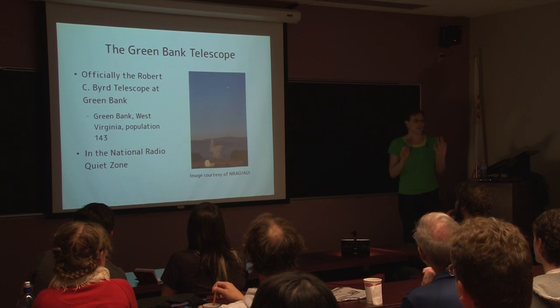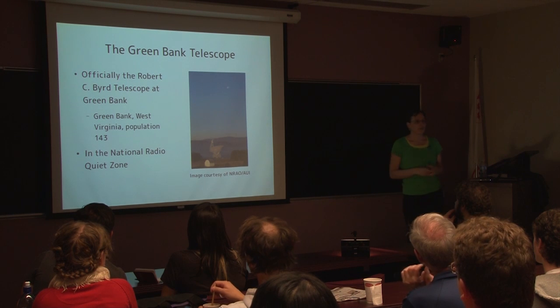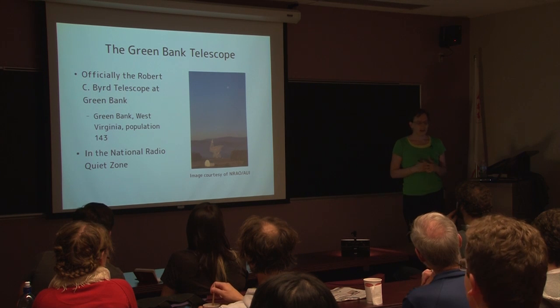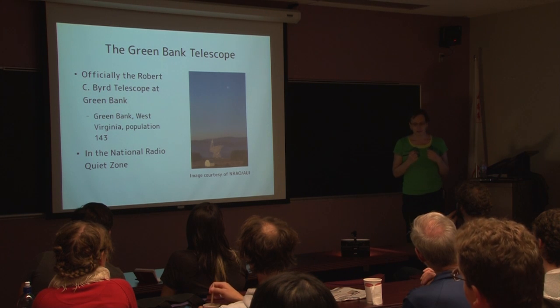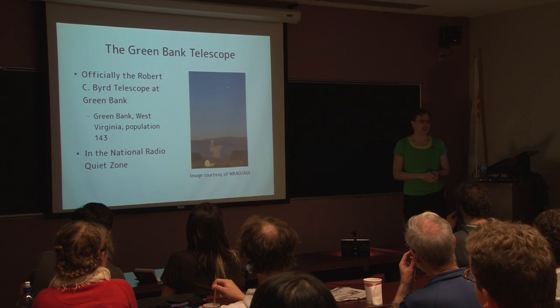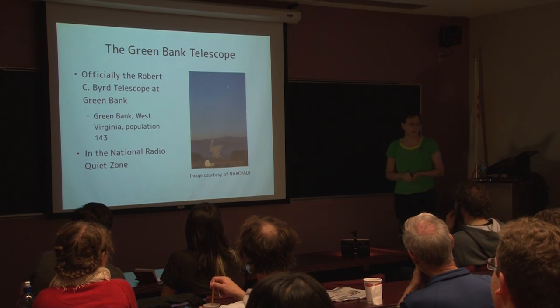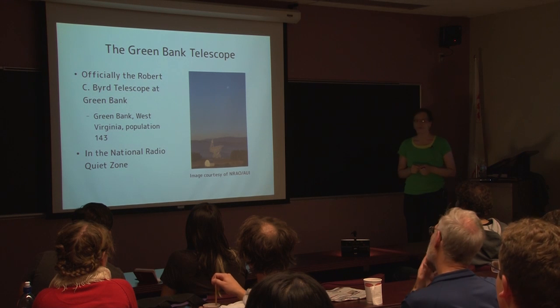So it's officially the Robert C. Byrd Telescope at Green Bank, named after Senator Robert C. Byrd, who recently passed away, who was a senator who specialized in getting government projects built in his economically depressed state. And this is situated in the town of Green Bank, West Virginia, population 143.